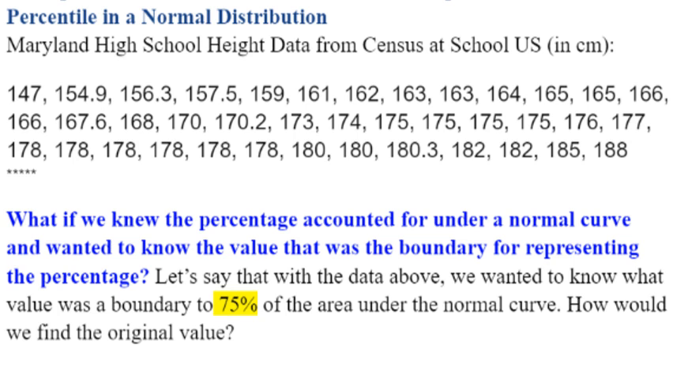What if we knew the percentage accounted for under a normal curve and wanted to know the value for the boundary representing a percentage? Let's say we want to know what value is at a boundary to 75% of the area under the normal curve. What is the approach? The answer is start with the Statlet, obtain the z-score, and plug into the usual z-score formula, solving for the missing value.